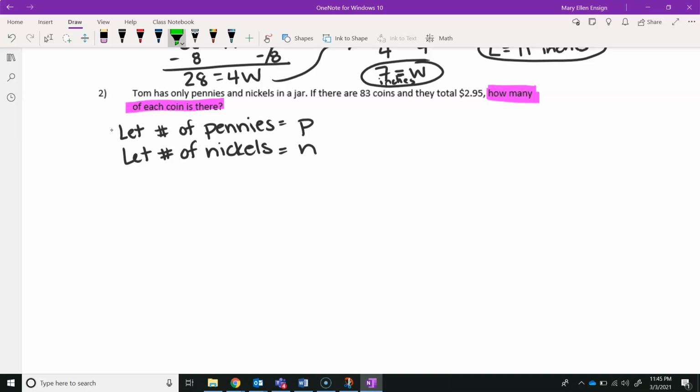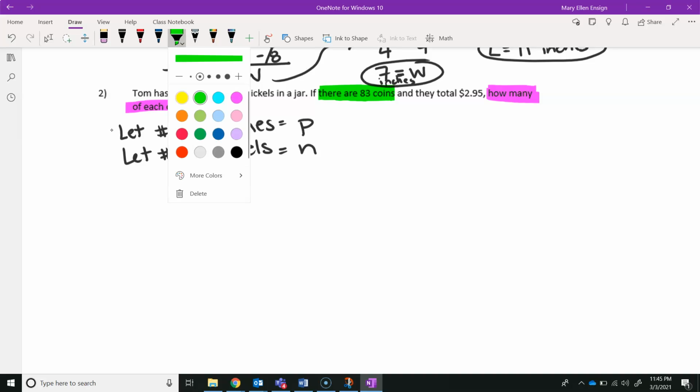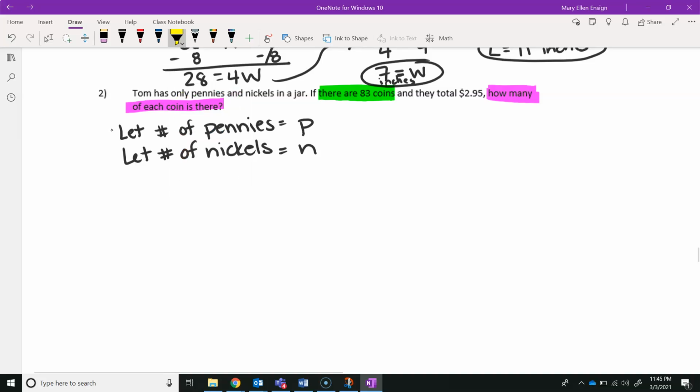So the first sentence tells us very helpfully that we only have pennies and nickels. So basically that tells us we only have two unknowns, because if we had pennies, nickels, dimes, and quarters, we'd have four unknowns, right? So we only have two unknowns. So there are 83 coins. That's going to be part involved in writing one equation. And they total $2.95. That's going to be involved in another equation. Okay, so that's kind of your clue there.